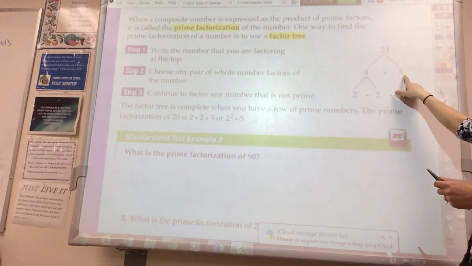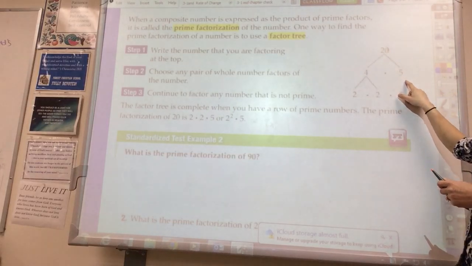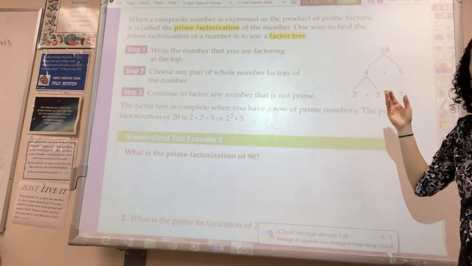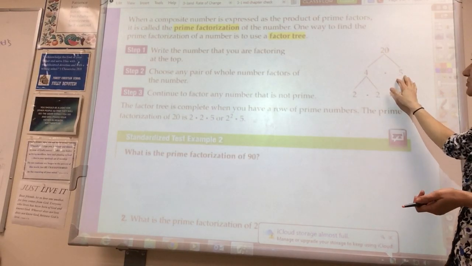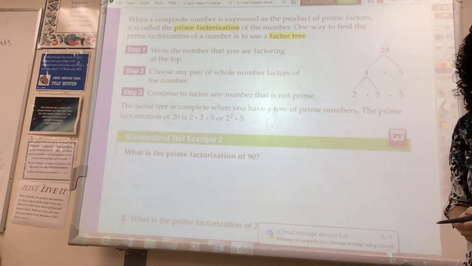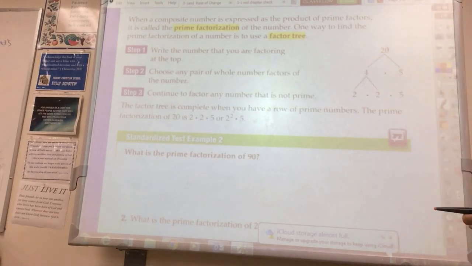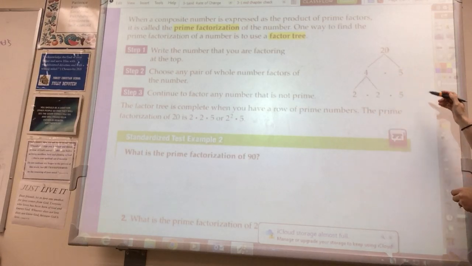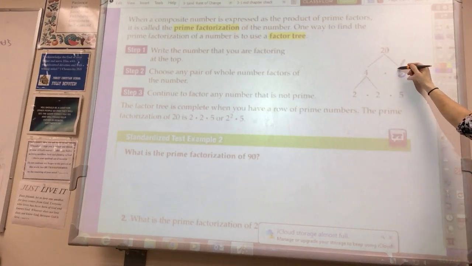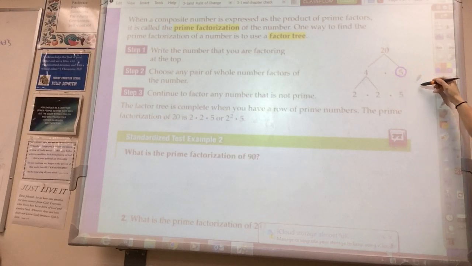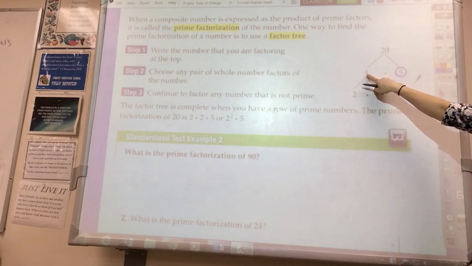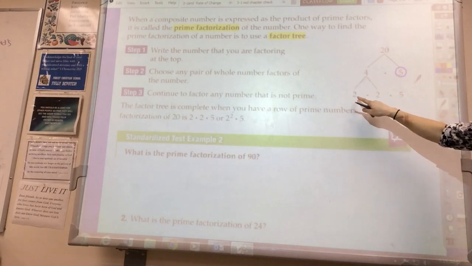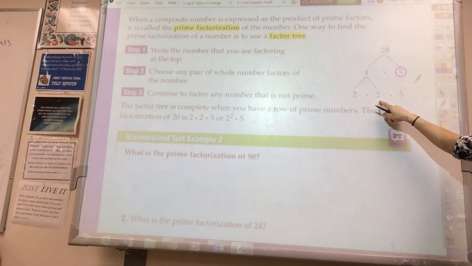They picked 4 times 5. They could have picked 10 times 2. You don't want to pick 1. You don't want to do 1 times 20 because you can't factor 1. You can't branch out 1. I'll show you what I mean later. And then if the number is prime, you would stop, no more branches. But if the number is not prime, you continue to branch it until you have all prime factors.